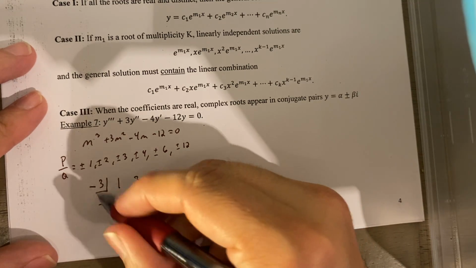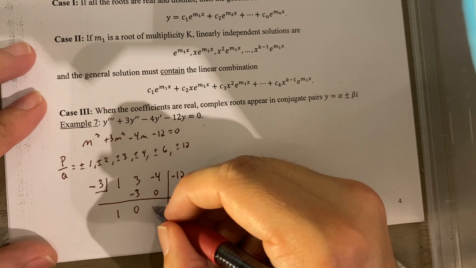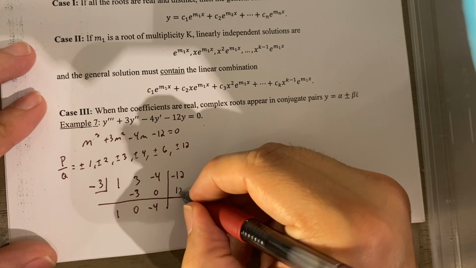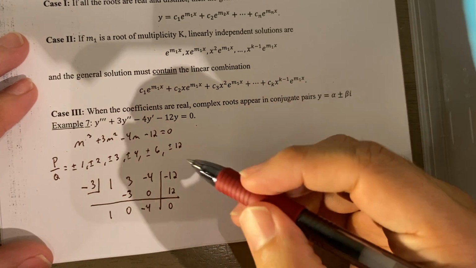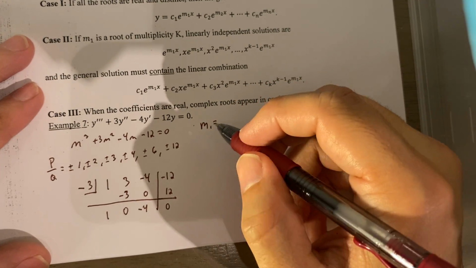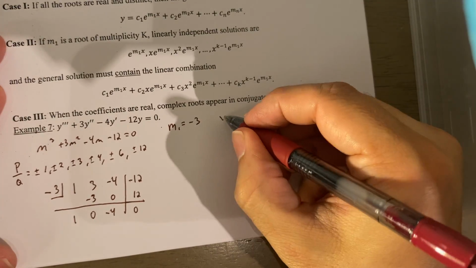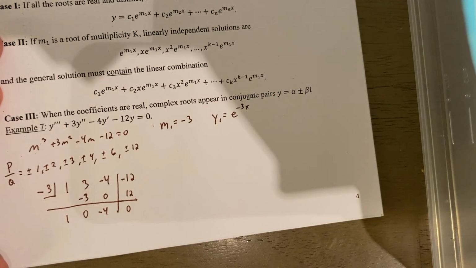And I'm going to bring down 1, multiply by -3, add, you get 0, multiply, you get 0, add, you get -4, multiply, -3 times -4 is +12, and I am either very lucky or I've already done this problem. And so I knew that -3 was going to be a solution. So we've actually found a solution. We have m sub 1 is equal to -3, and so that means my y sub 1 is just going to be e to the -3x.